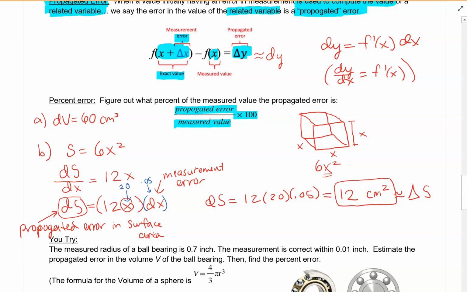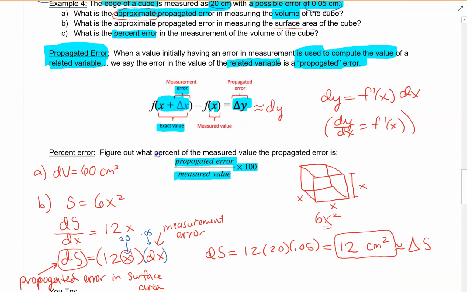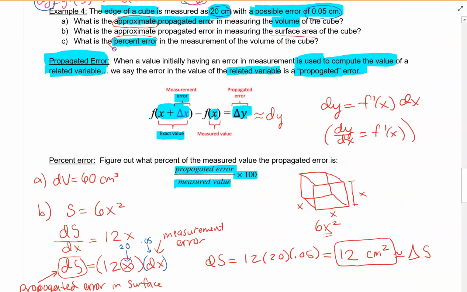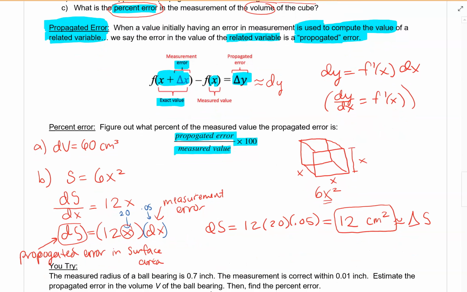Now, lastly, in part C of this question, it wants us to find the percent error for the volume. So we're kind of going back to part A for this one. In part A, we found that the propagated error was 60. So what we want to do for percent error is use this formula here where you take that propagated error and just divide it by the measured value of volume. So I'm going to have to find what that would be if my side length is 20.